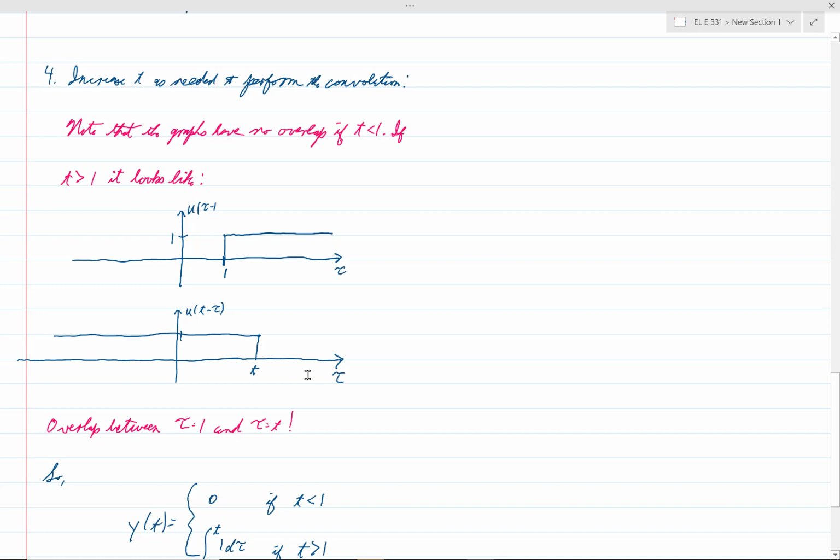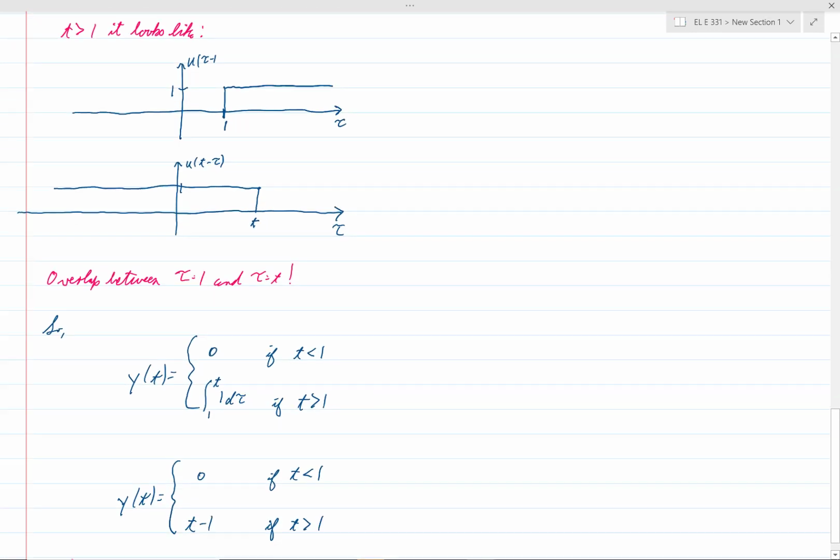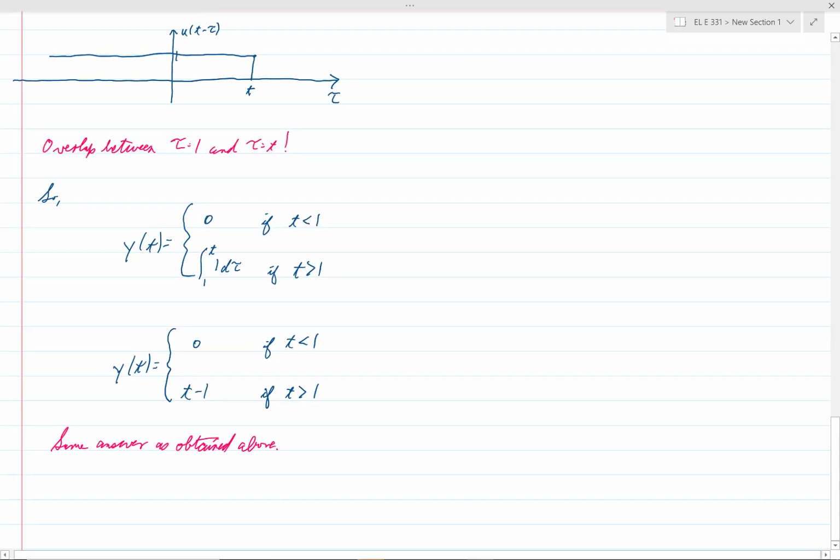These two multiplying by each other, we will have overlap. So the integral becomes the integral from 1 to t of 1 times 1, which is 1 d tau. And that's true if t is greater than 1. Well, if you integrate 1 d tau, you get tau. And tau evaluated from 1 to t will give you t minus 1.